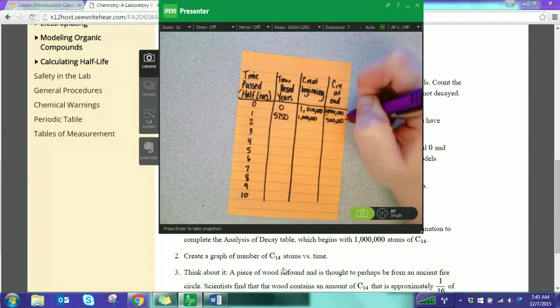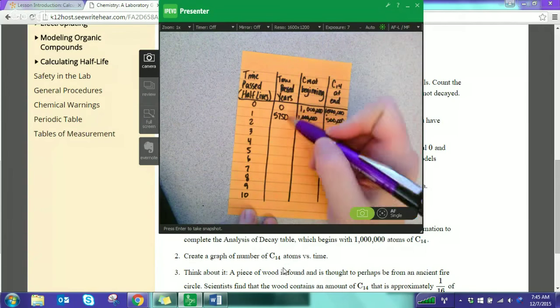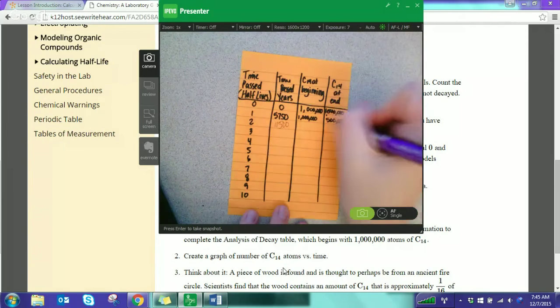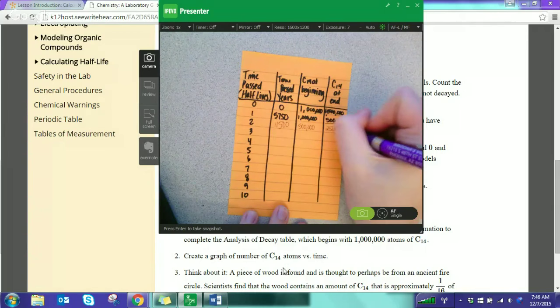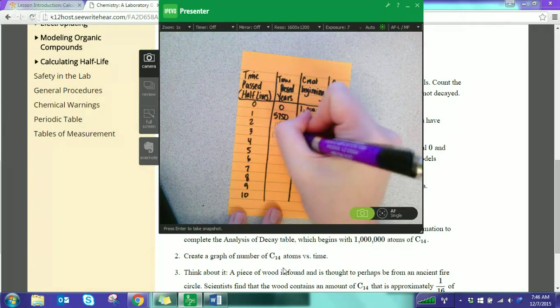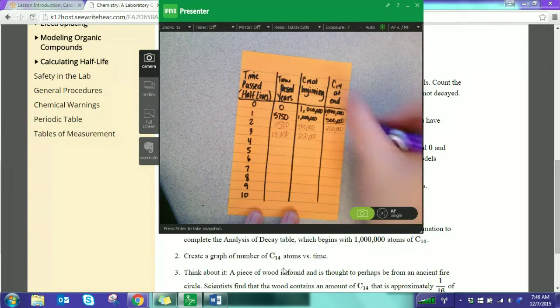If you're not real strong with your math, having a calculator handy would be nice. For 2 half-lives, it's 2 times 5,750, or 11,500 years. You start with the number of carbon-14 you ended with before, and now that's divided in half. Then another 5,750 years passes, so we're at 17,250 years. We start with that 250,000 carbon-14, and we end with 125,000.